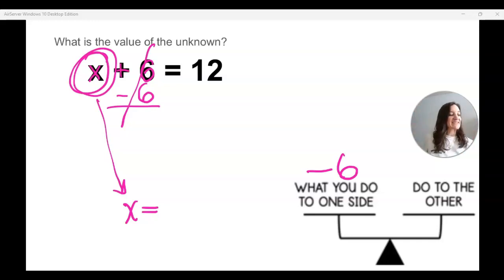I have to do the exact same thing. I need to now minus 6 on this side. So both sides of this equation are now back to being balanced because I did the exact same thing on each side.